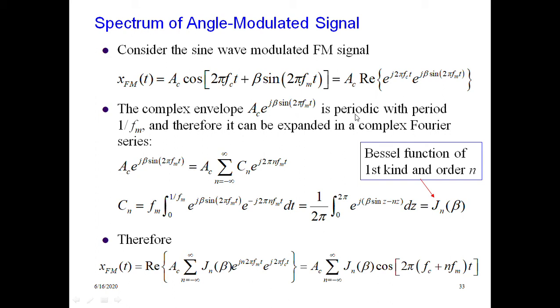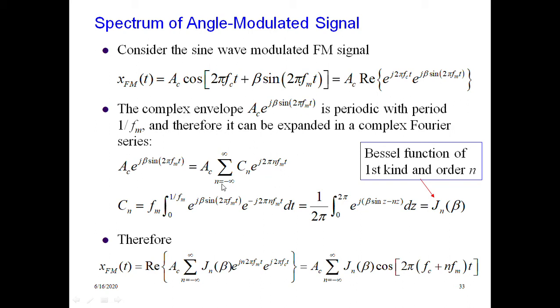When we write this angle modulated signal in exponential form, we will have this kind of function: the real part of e^(j2πfct) from the first part of the cosine, and then e^(jβ sin 2πfmt). So we are going to have this as an exponential and this one as the complex envelope. This complex envelope shows that it is periodic, with a period of 1 over fm. Since this is periodic, we can do a complex Fourier series, which is equivalent to the summation of Cn e^(j2πn fm t).